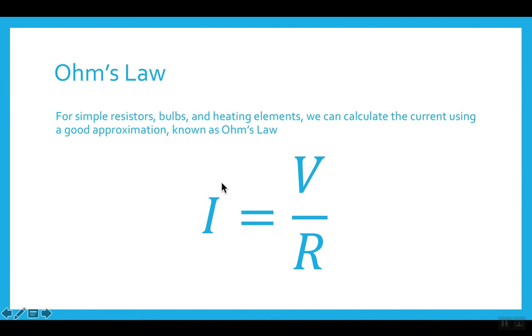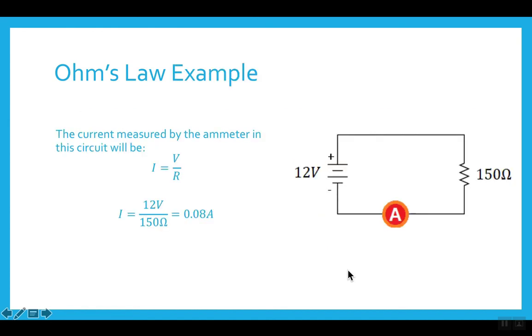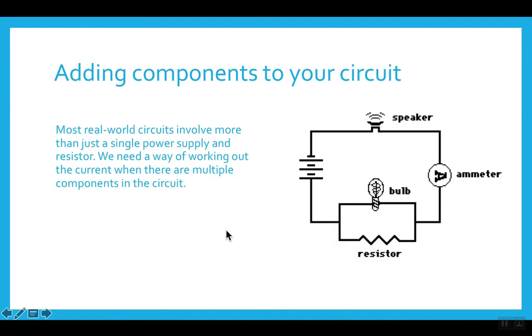Ohm's law, which we're going to focus on, has a simple relationship. I, which is the current, is equal to the voltage divided by the resistance. So, as an example, the current measured by the ammeter in this circuit. We know the voltage is 12 volts. We know the resistance is 150 ohms. By taking that 12, dividing it by the resistance, we then find a current of 0.08 amps.